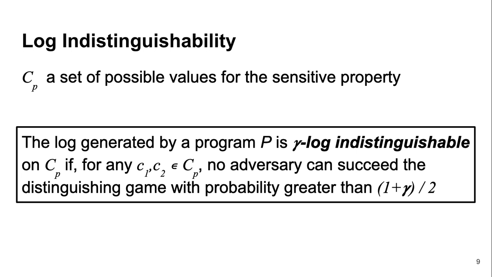Formally, we propose the definition of log indistinguishability. Let Cp be a set of possible values for the sensitive property. The log generated by program P is gamma log indistinguishable on Cp if, for any pair of C1 and C2 in Cp, no adversary can succeed in the distinguishing game with probability greater than (1 + gamma) / 2. Satisfying gamma log indistinguishability means that sharing the log does not greatly increase the adversary's chance of successfully inferring the sensitive property.